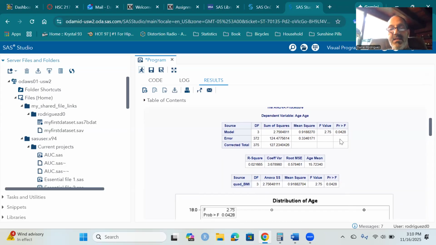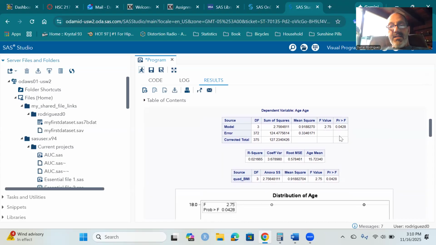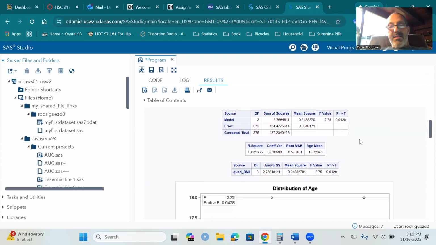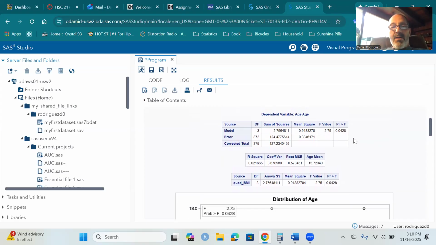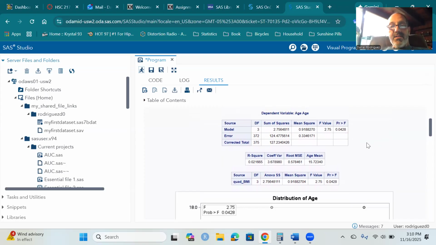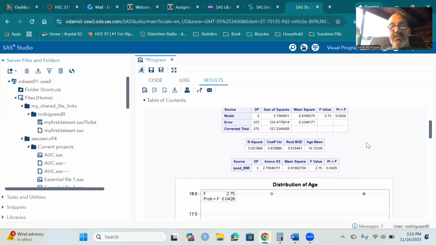So in this particular analysis, if we were using alpha as 0.05, we would have a significant difference in age based on body mass index. Although ANOVA, as you know, is an omnibus test, so it doesn't tell us where the differences are. That's why we do the post hoc comparisons. It gives us an R square as well, which is cool.